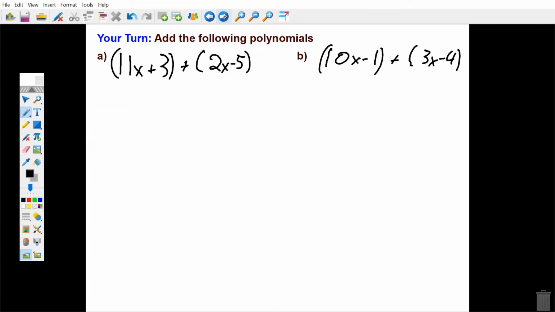On this slide, I would like you to try these two addition questions on your own, so please pause and give these ones a try.